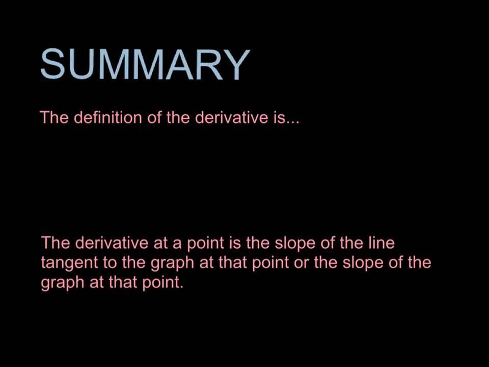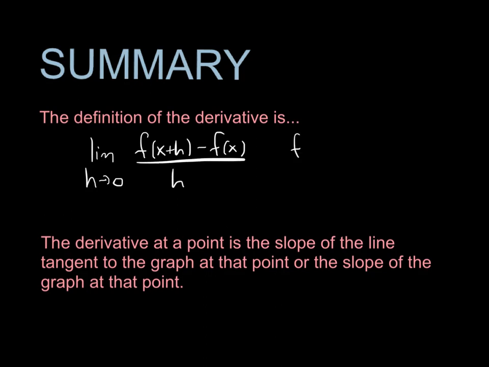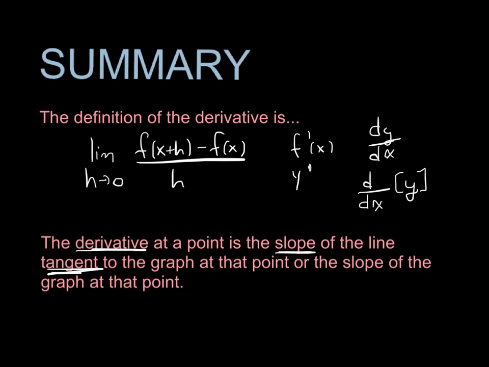And here is our summary. We know that the definition of the derivative is the limit as h approaches 0 of f of x plus h minus f of x all over h, and that the notation is either f prime, y prime, dy dx, or this version of dy dx. And we know that the derivative at a point is the same thing as the slope of the tangent at that point, or the slope of the graph at that point.